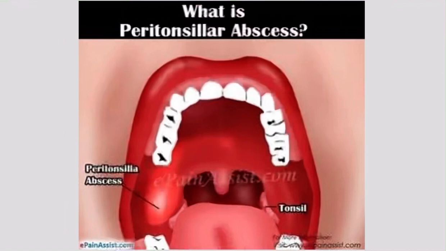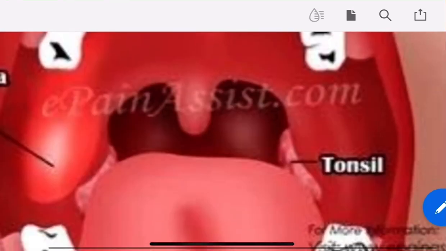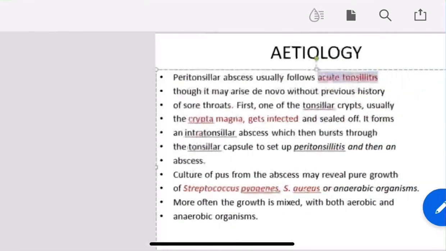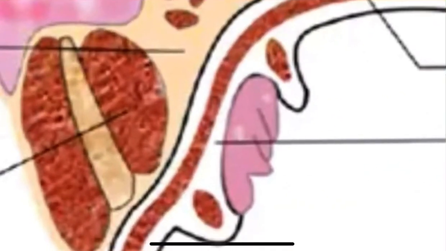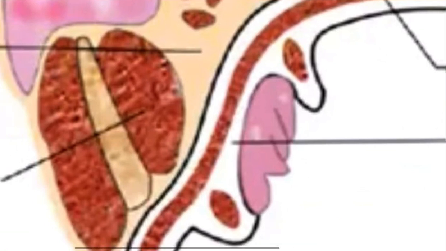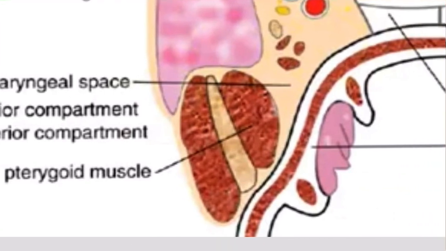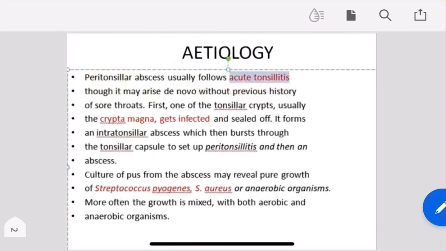muscle. You can see here the capsule of the tonsil. On the right side you can see the tonsil, the capsule of the tonsil and the superior constrictor muscle. I'll show you in the next slide. Here you can see the peritonsillar abscess. This is the tonsil, the capsule of the tonsil and the superior constrictor muscle. The space in between them is known as the peritonsillar space.